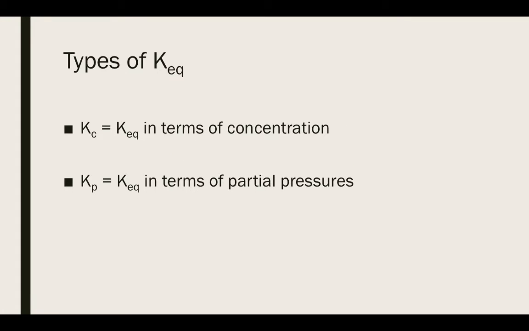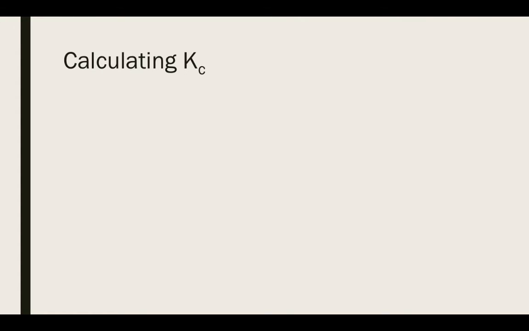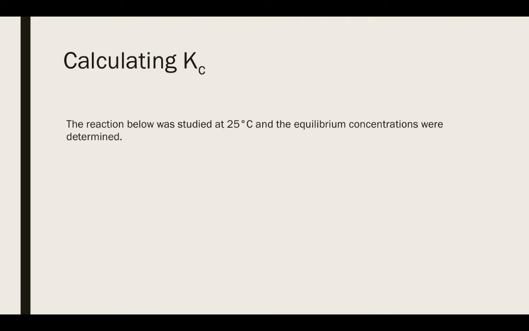Up to now, we've been using KEQ to represent equilibrium constant. We're going to look at many types of equilibrium constants in this class, but for now, let's focus on two. Kc is our equilibrium constant in terms of concentration, and Kp is our equilibrium constant in terms of partial pressures of gases in a system. We'll start by looking at how to calculate Kc.